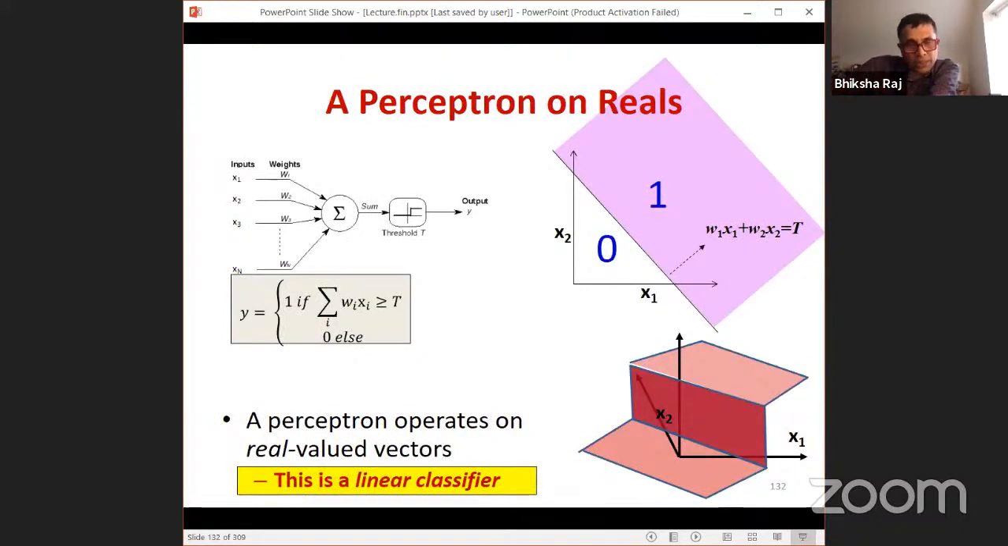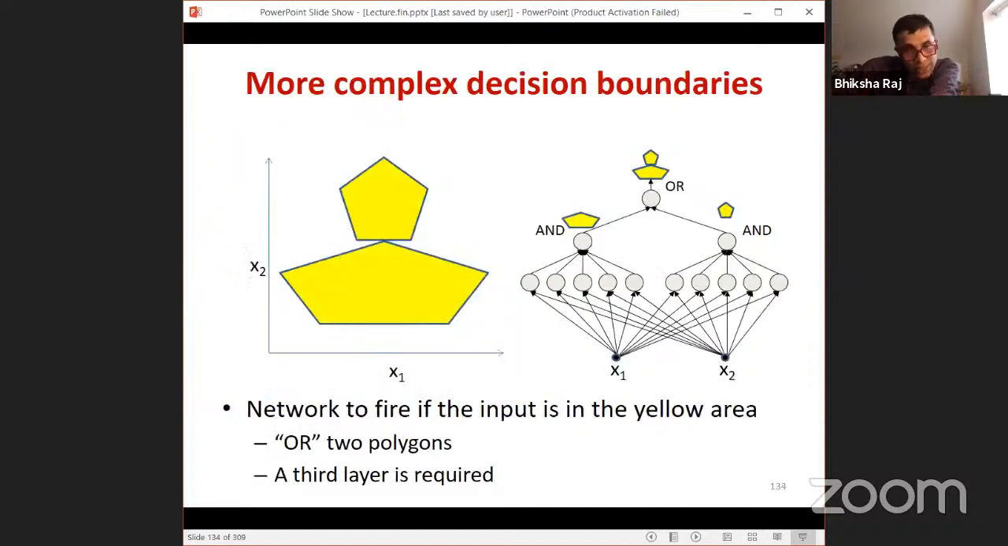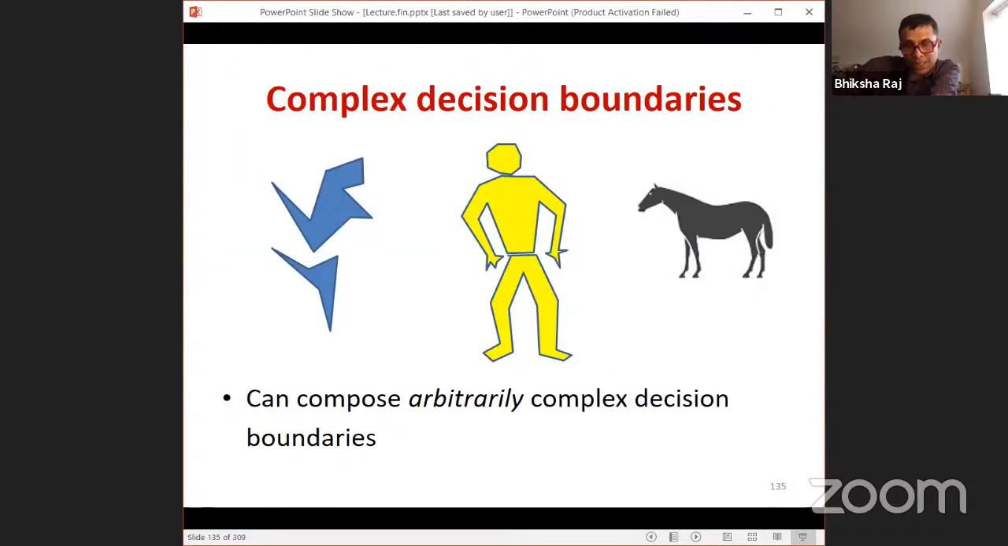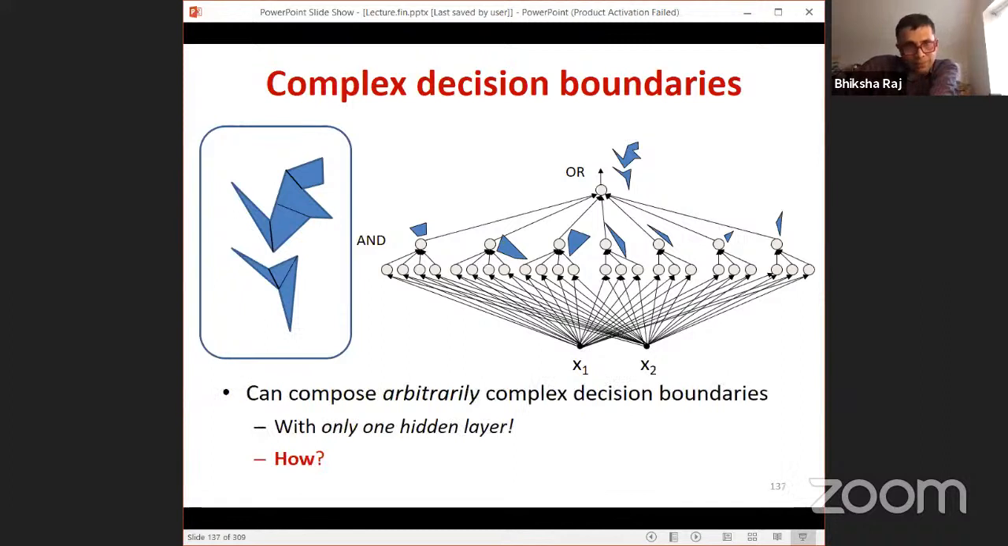In the space of reals, a simple threshold perceptron is a linear classifier, and I can use it to compose any arbitrary decision boundary like this pentagon or this double pentagon. But if I want to compose these crazy boundaries, all I need to do is to decompose this boundary into the union of many polytopes. I can model each polytope using a simple two-layer MLP and then OR them up, and I can compose this polytope. So I can compose arbitrarily complex decision boundaries fairly precisely, right?